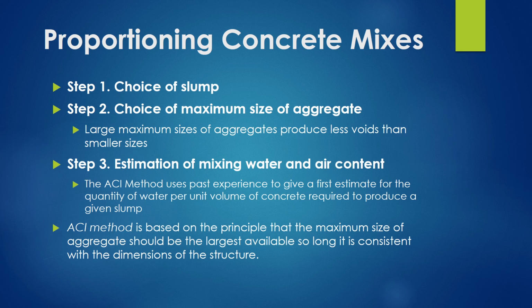Step 3, we have the estimation of mixing water and air content. The ACI method uses past experience to give a first estimate for the quantity of water per unit volume of concrete required to produce a given slump. The ACI method is based on the principle that the maximum size of aggregate should be the largest available, so long as it is consistent with dimensions of the structure.